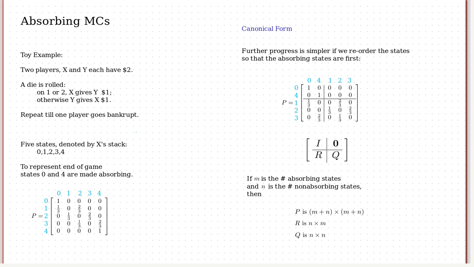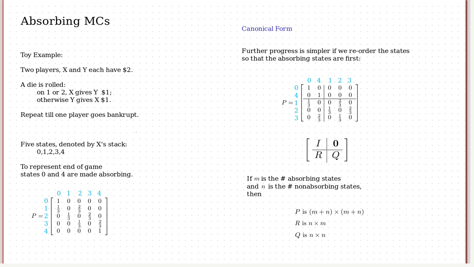State 0 is when X has nothing and Y has all $4, so Y wins. State 4 is when X has all $4 and Y has nothing, so that's when X wins. Of course, you've got the intermediate states 1, 2, and 3, when X has 1, 2, or 3 coins and Y has the remaining coin or coins. Okay, so here's the transition matrix for this Markov chain.